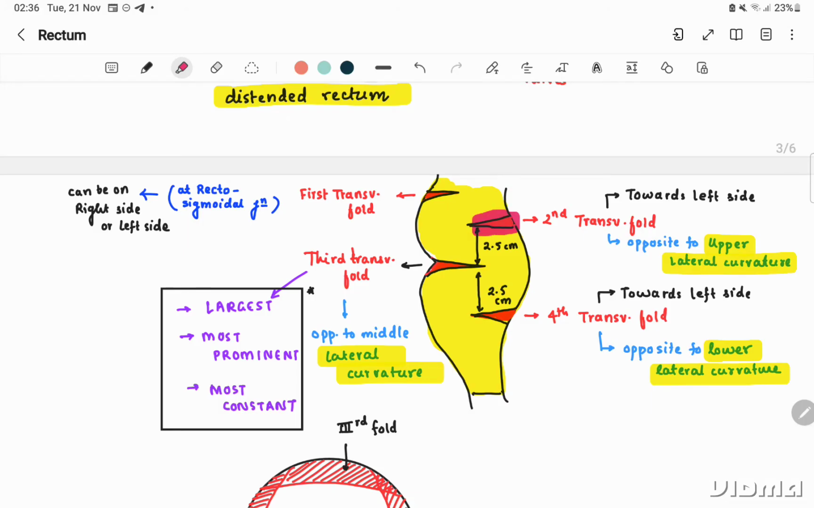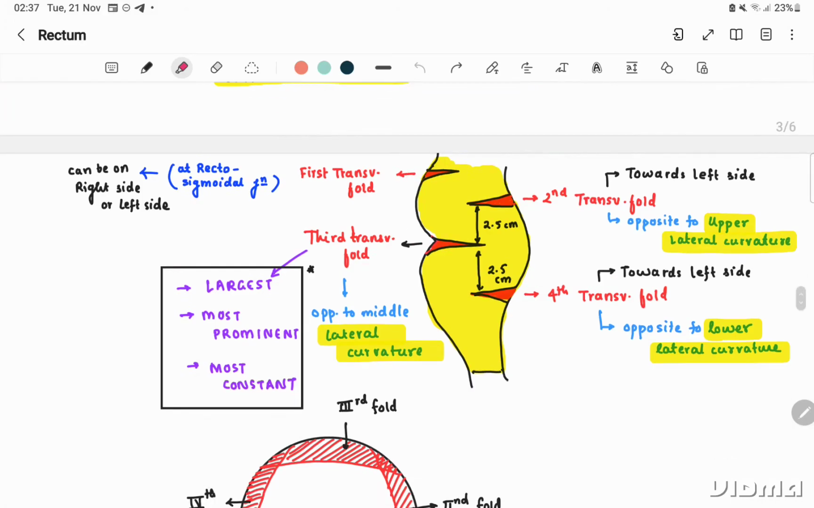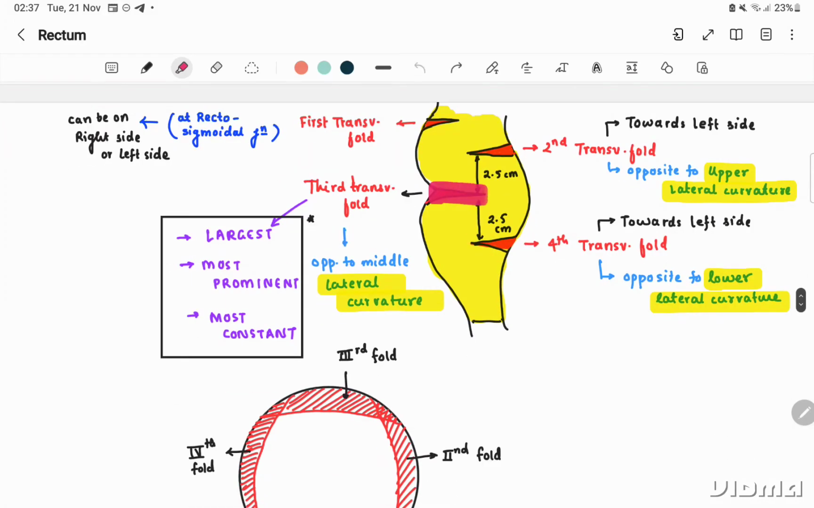The second transverse fold is opposite to the upper lateral curvature. Understood? And the third transverse fold is present over here, and it is opposite to the middle lateral curvature. The third transverse fold is the largest fold, the most prominent fold and the most constant fold. It is present prominently in everyone.